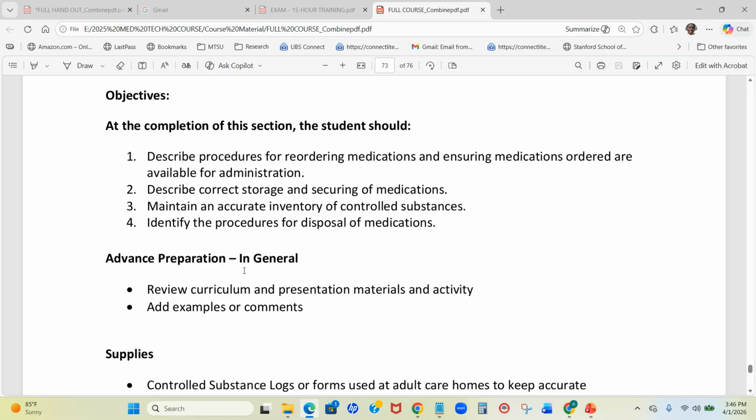What are the controlled medicines? The morphine, the hydromorphone, oxycodone, and the rest that are in the category 4 of controlled medicines. Identify the procedure for disposal of medication.